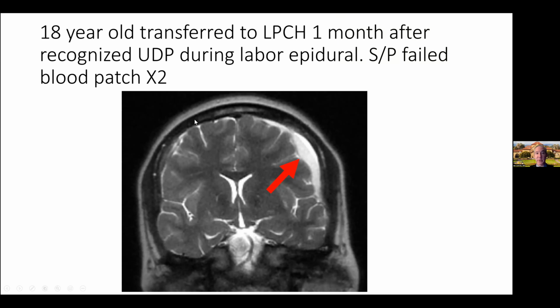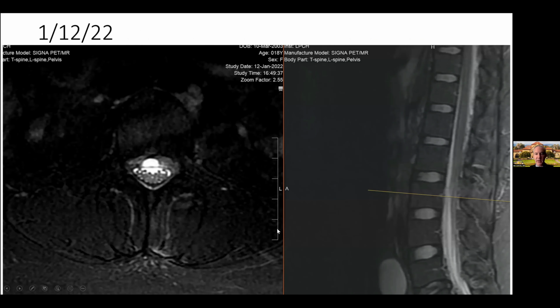Another case of this was an 18-year-old who was recently transferred to Stanford Hospital for a recognized unintended dural puncture during labor. They had failed 2 epidural blood patches, with subdural hematomas here, a little acute on chronic bleeding, some on the other side, maybe a teeny little bit of midline shift. And this is what their spinal MRI showed.